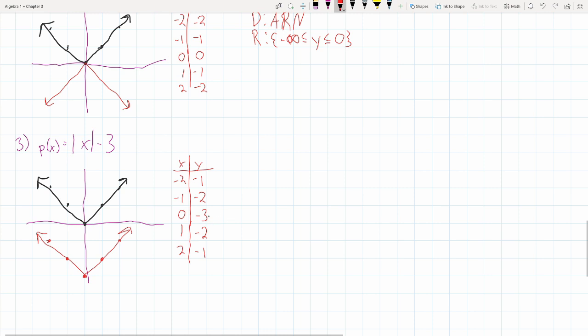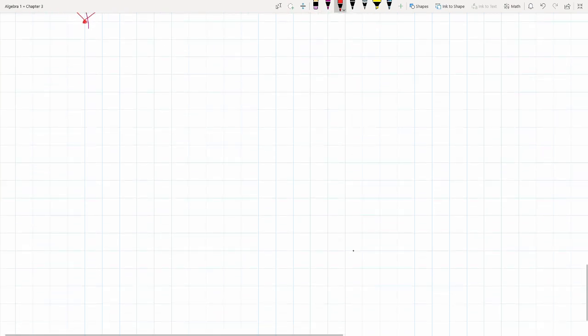Whenever we're looking at this, in our compare we can say this is shifted down, or you might just put down 3. That's also fine. Our domain is all real numbers. And our range is going to be from -3, which is less than or equal to y, which is less than or equal to infinity. All right, one more type.